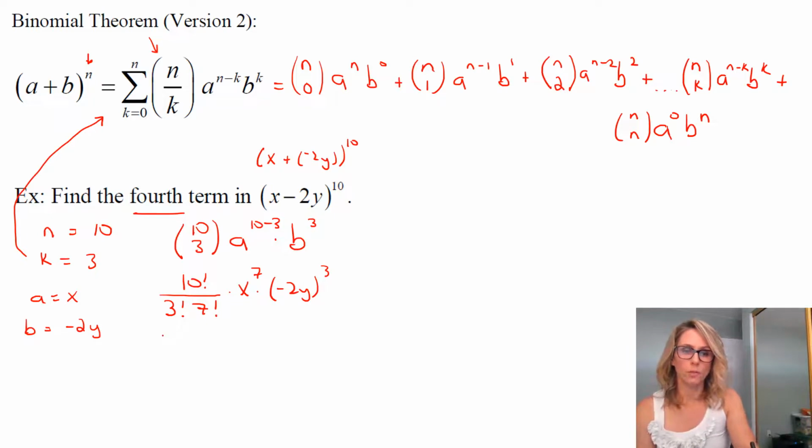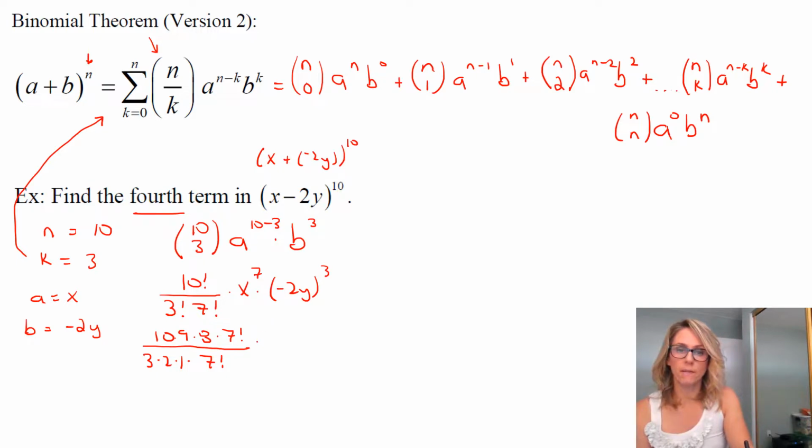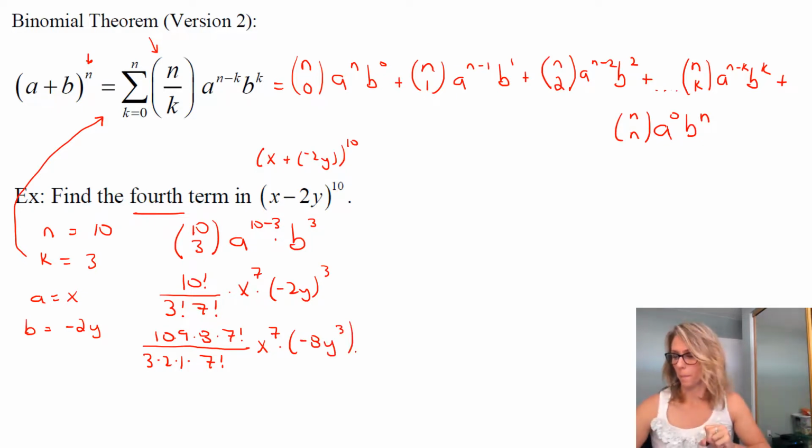So 10 factorial, notice, what I'm going to do is do 10 times 9 times 8, and then I'm going to write times 7 factorial because that is the largest factorial I have in the denominator, and I can simplify here. I still need 3 factorial, which is 3 times 2 times 1. Then we have x to the 7th, and we have a negative 8y cubed.